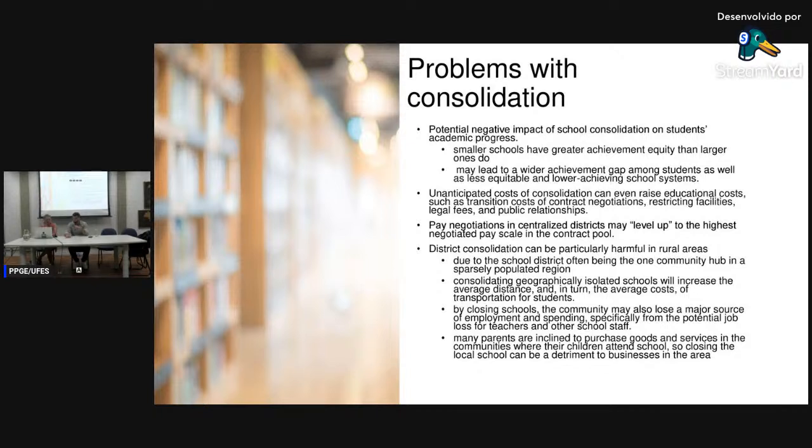There's also research that families are more inclined to purchase and trade goods in the communities where their children attend school. So closing local schools could reduce trade in the economy and the local communities.